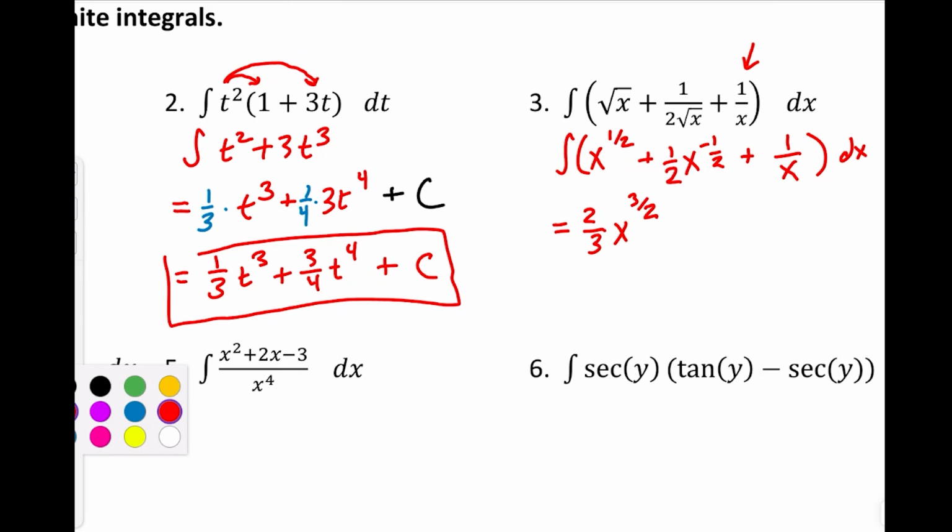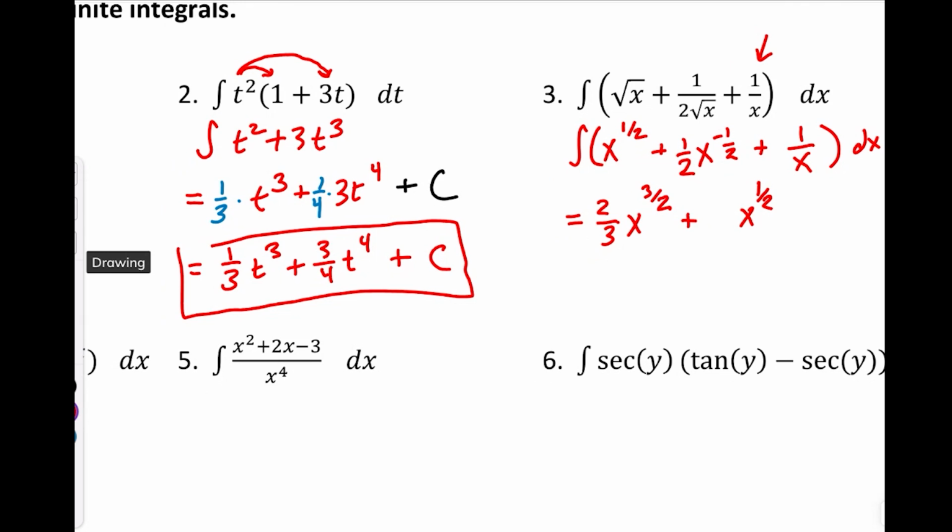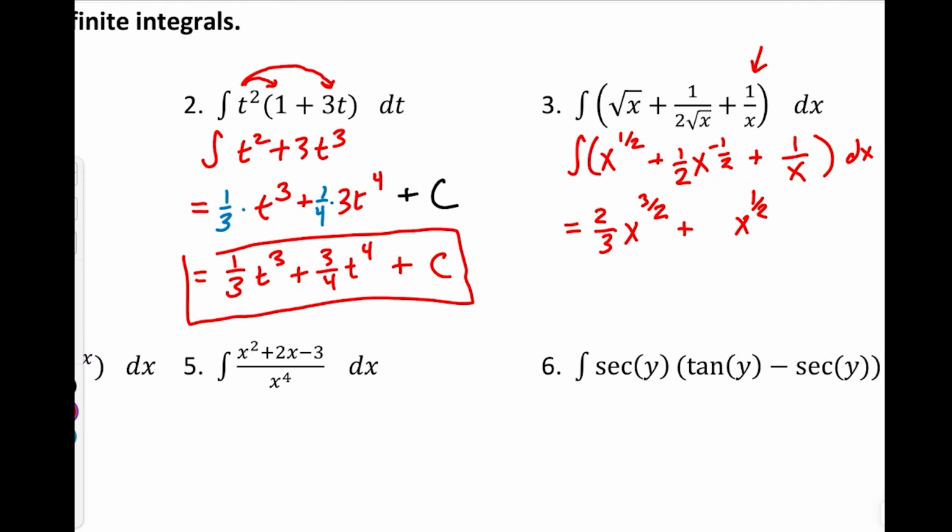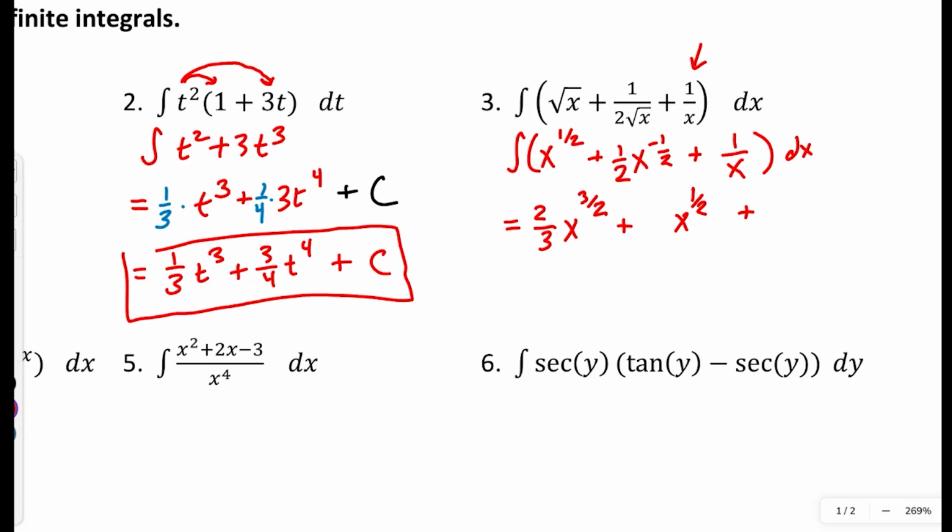plus, let's see, I'm going to do my exponent first here, x to the 1/2, and then multiplying 2 by 1/2 is just going to be 1 here, so I'm not even going to bother writing the 1. And then finally, the integral of 1 over x. We talked in class about why the power rule fails on this. So instead, we're just going to write this as the natural log of the absolute value of x. And that's just going to be an integral you're going to have to remember.